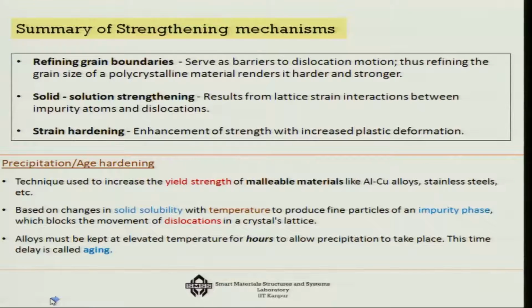So far we have discussed three methods. One is the refining of the grain boundaries, as these grain boundaries serve as barriers to dislocation motion. So, by having a more refined polycrystalline material, you can increase the strength. Of course, there is a degree up to which you can do it.